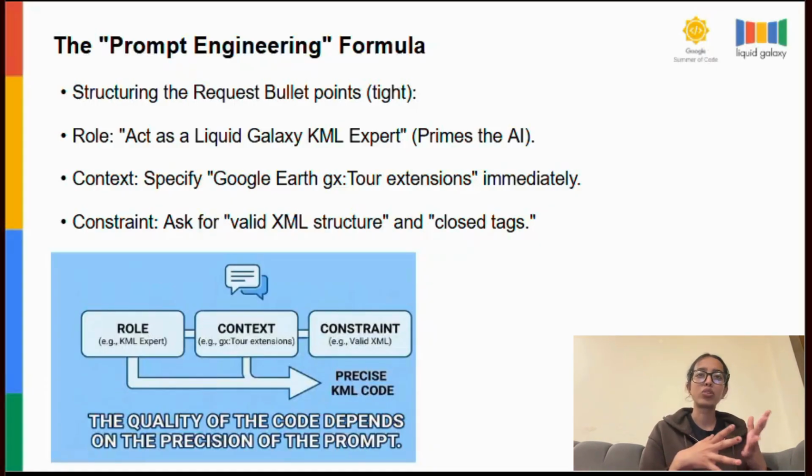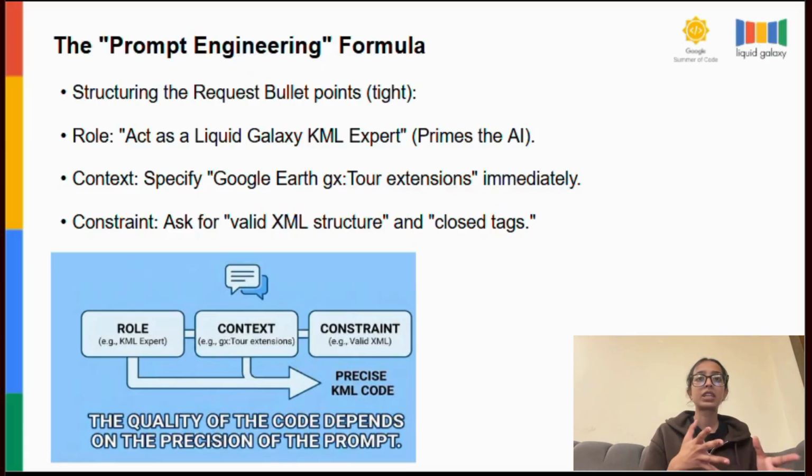This slide shows the idea that really changed how I approached KML generation. If you look at the diagram here, you'll notice three things: role, context, and constraint. That is not accidental. First, we clearly tell the AI what role it should play, for example, act like a Liquid Galaxy KML expert. That immediately sets the tone of the output.